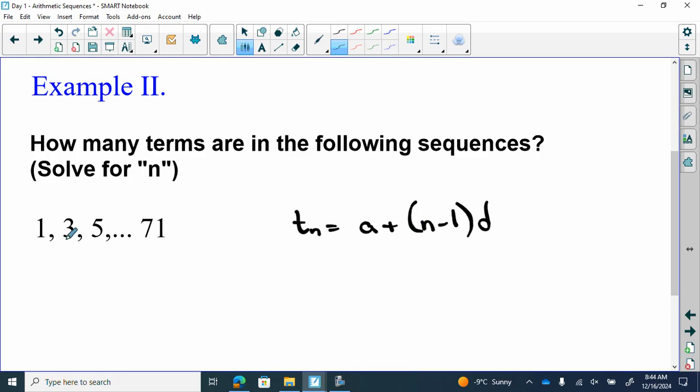Now, first of all, is this arithmetic? What am I adding each time? Or what's the difference? 3 minus 1, 5 minus 3, 2. So it does have a common difference. You don't have to write down d equals 3 minus 1, d equals 2, or d equals 5 minus 3. You can check that. Okay? But I do know now that d equals 2. What's a?